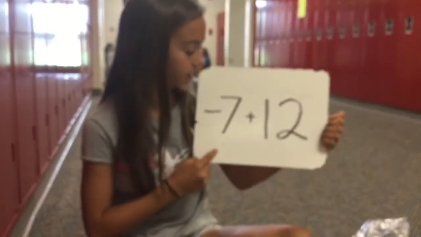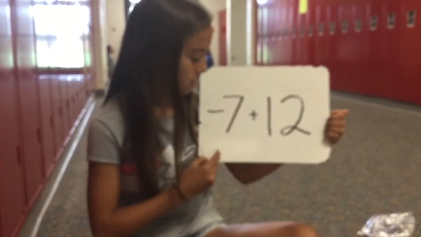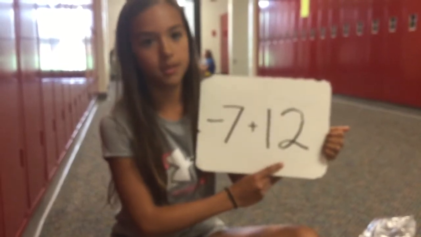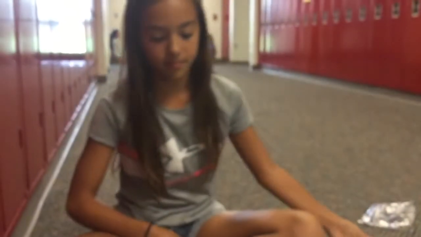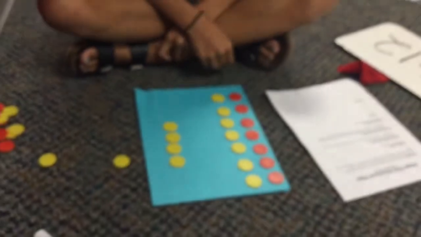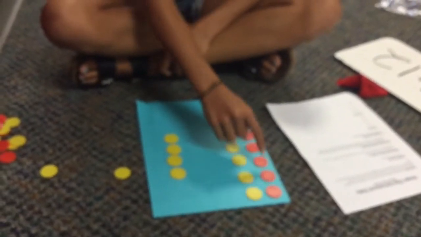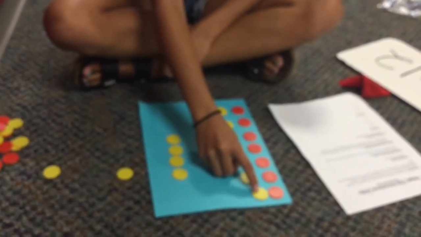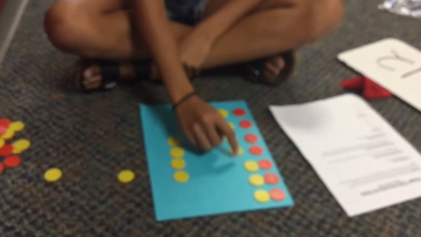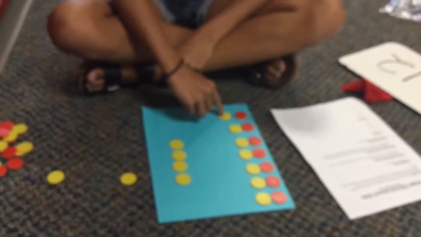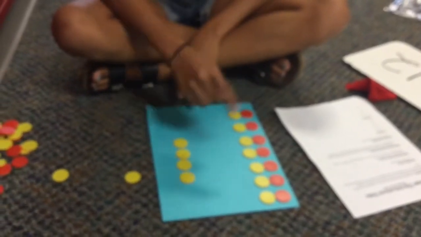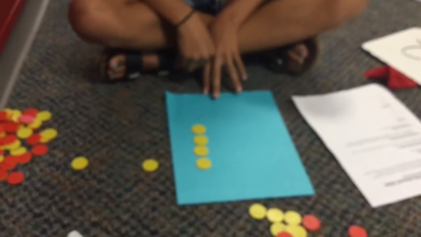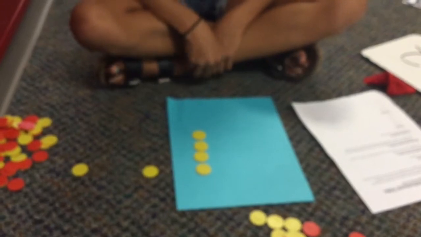I am doing negative 7 plus 12. So we'll have 7 red chips and 12 yellow chips. So I have 7 negative chips out, and I bring on 12. I pair them up to make a group of 0. And these are all 0, so I take these off, and I end up with the leftover 4 yellow chips.